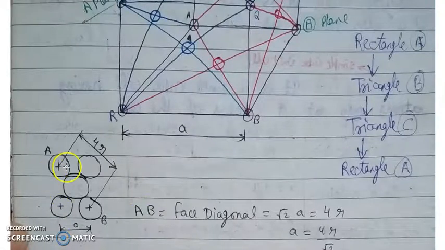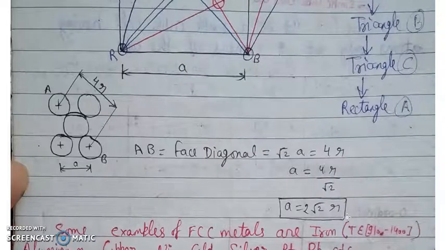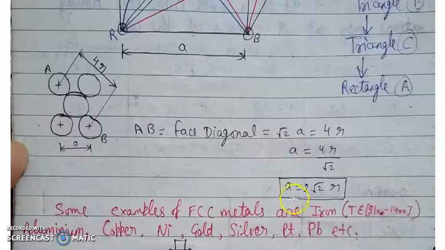Now how can we calculate the a and r ratio? The distance between two atoms is the face diagonal, which will be equal to root 2 a. The total distance between the atoms is 4r: half and half is 2r, and then r, and if you add this whole distance, it is 4r. So root 2 a, the face diagonal, is equal to 4r. So a is equal to 4r by root 2, which can also be written as a equals 2 root 2 r.